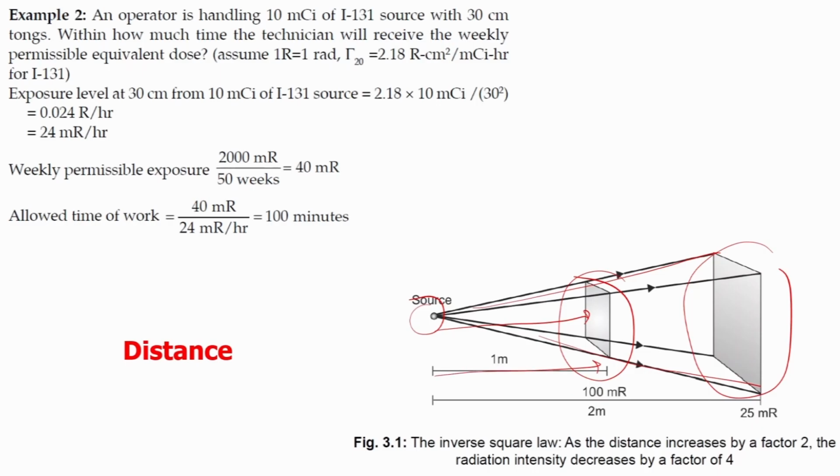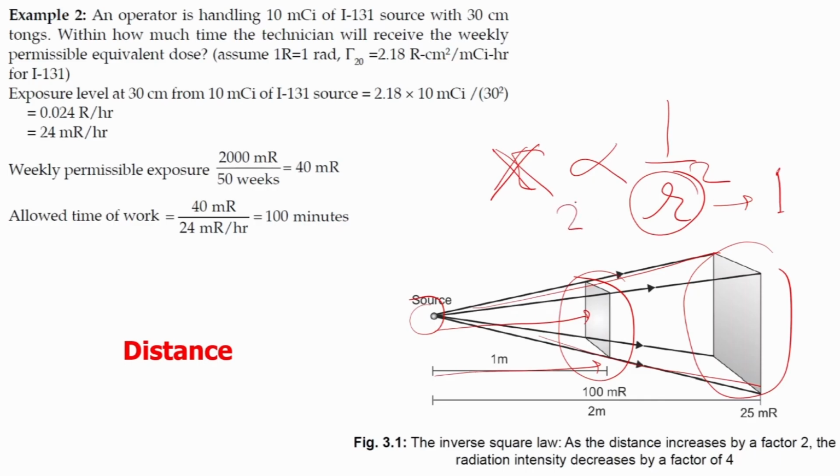So if you double the distance, the exposure, simply denoted by x, is inversely proportional to 1 upon r square. If r is 1, your exposure is 100 mR per hour. If r becomes 2, 2 square is 4, so your exposure reduces 4 times, and your radiation level becomes 25 mR. So this is the role of distance from the source. This is called the inverse square law.